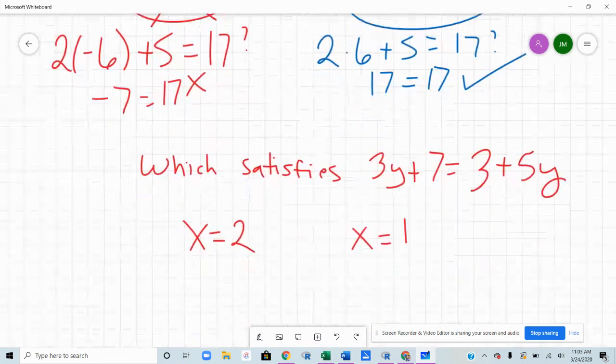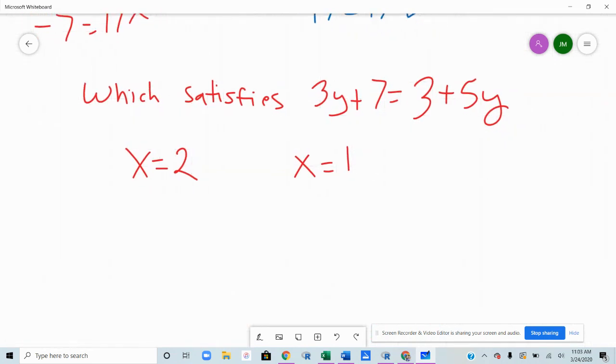I will do one more. It has a little bit more to it, but we'll do the same process. Okay. Which one satisfies is the same question as which one is the solution. Let me change these real quick because Mrs. Mullen made a mistake here. These need to be y's because my equation has y's. So we want to see which solution satisfies the equation 3y plus 7 equals 3 plus 5y.